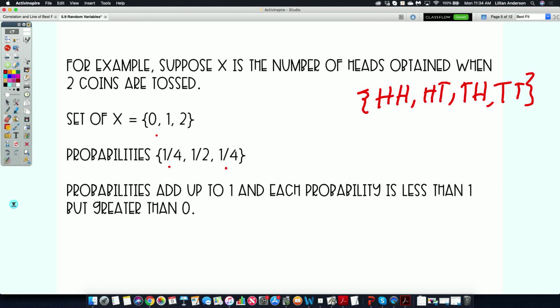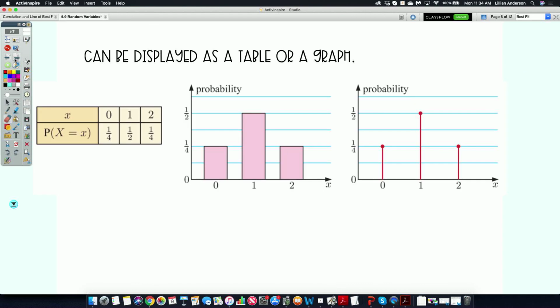Now, this information can be represented either in a table or in a graph. As you can see here, you're more likely to see it as a probability distribution table. You'll see it like that a lot in your homework, okay? And they'll describe exactly what capital X represents. Again, in this case, this represents the number of heads obtained when you flip 2 coins. Lowercase x represents your different ways that can happen. No heads, 1 head, or 2 heads. And then you have your respective probabilities underneath them.